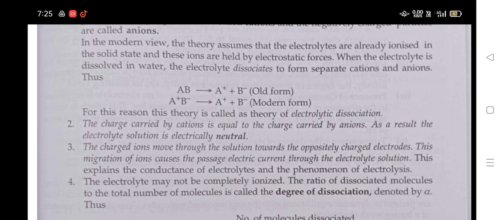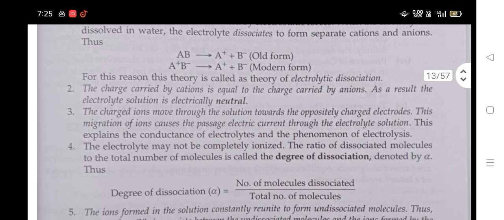Second, the charge carried by cations is equal to the charge carried by anions. As a result, the electrolyte solution is electrically neutral. Third, the charged ions move through the solution towards the oppositely charged electrodes. This migration of ions causes the passage of electric current through the electrolyte solution. This explains the conductance of electrolytes and the phenomenon of electrolysis.